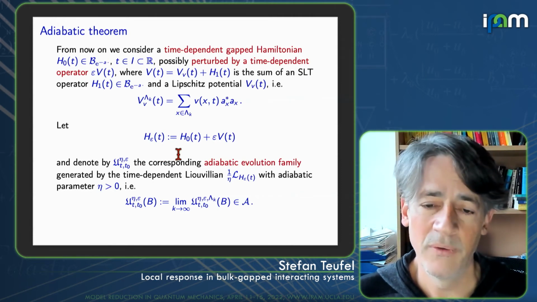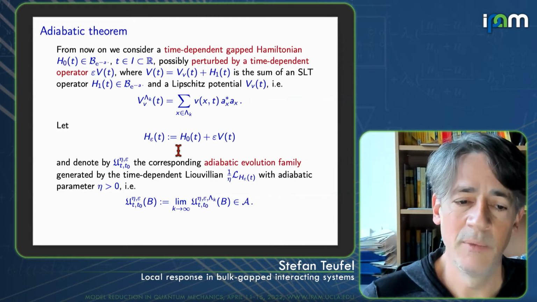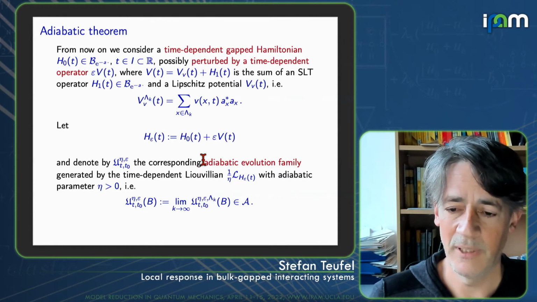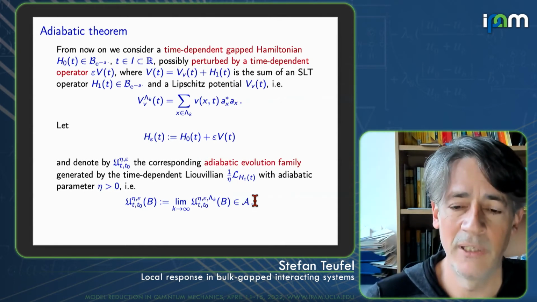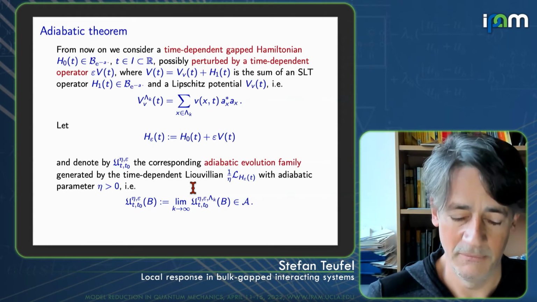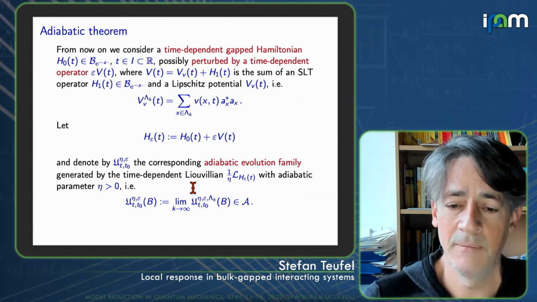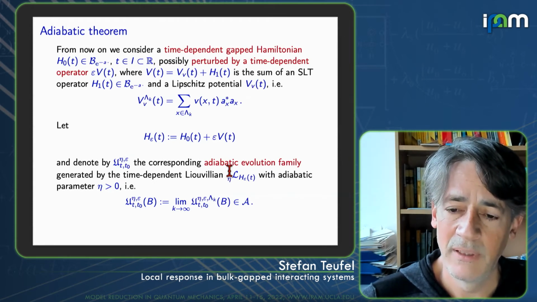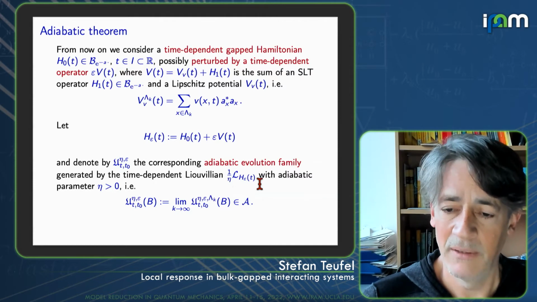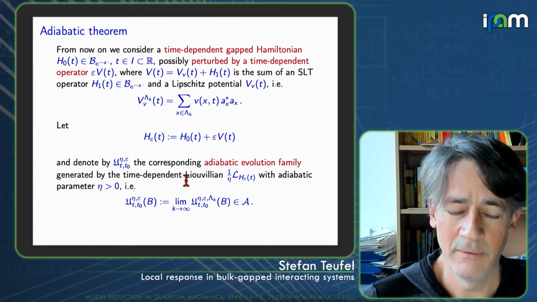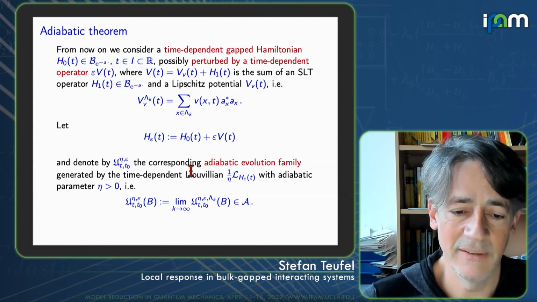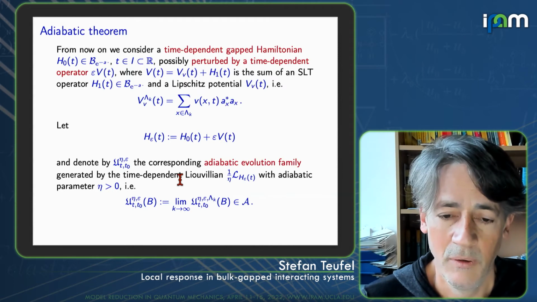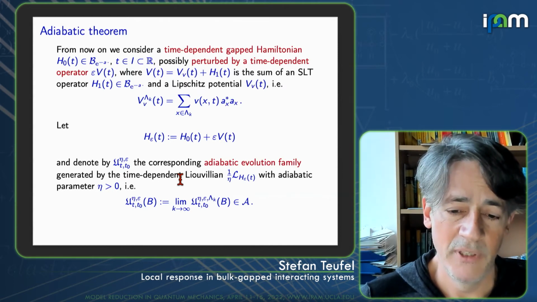We can easily show that also in this case, in the thermodynamic limit, we will have a corresponding evolution family on the quasi-local algebra. So in this thermodynamic limit, we again get a well-defined dynamics for the infinite system. And we do adiabatic scaling. That means we look at the dynamics generated by 1 over eta times the Liouvillean, where eta is the adiabatic parameter. So that's the standard adiabatic scaling. Okay, so we have an evolution family of the infinite system.